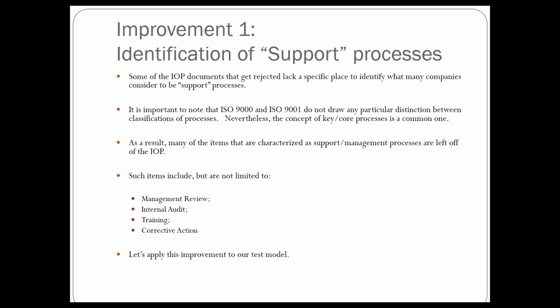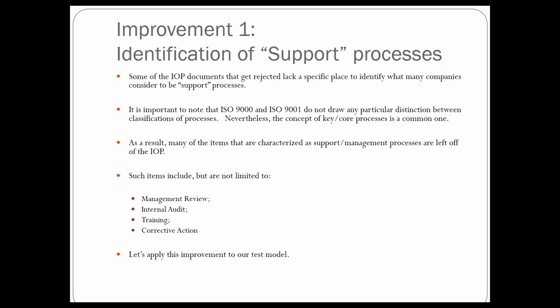So our first improvement that we're going to do is identify what are the support activities. Now, you may have noticed when we were looking at the raw IOP that it was more a representation of the core activity. We didn't have any support processes. And what do we mean by support processes? We have things like management review, internal audit, training, those things that happen in the background and support the system at large.